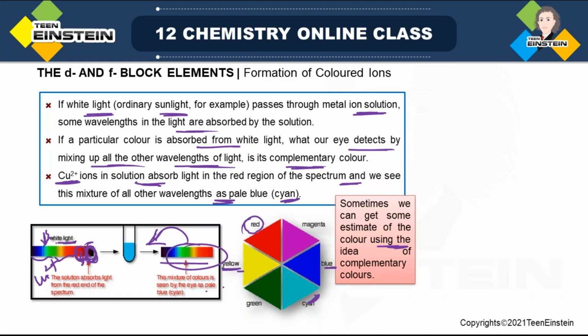By mixing the other colors, what color will ultimately be generated is not really possible for us to predict. But from this color wheel, you can get some idea, that is, some estimate of the color using the idea of complementary colors. So in this color wheel, the opposite color we call complementary. So here cyan is the complementary color for red, magenta is the complementary color for green, and vice versa. That is, green is also the complementary color of magenta, right? Okay. Any doubt?